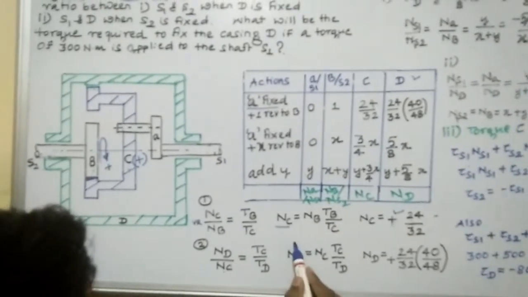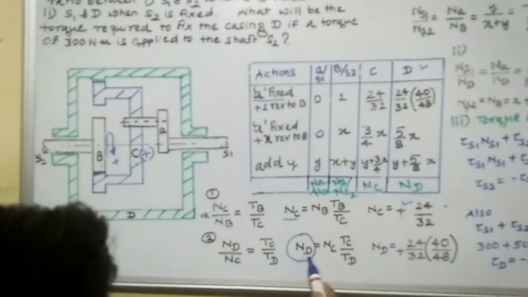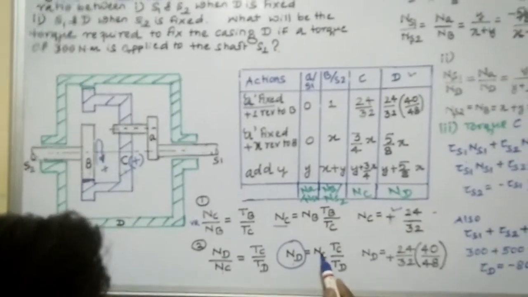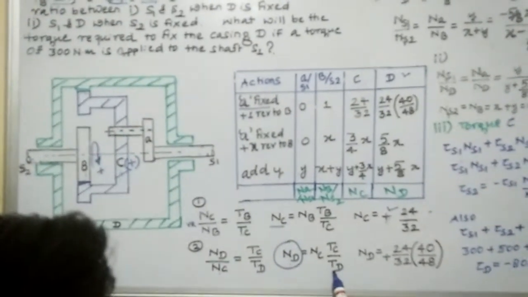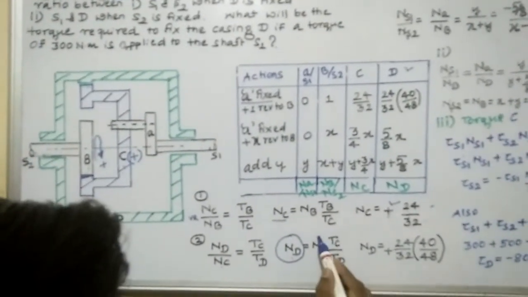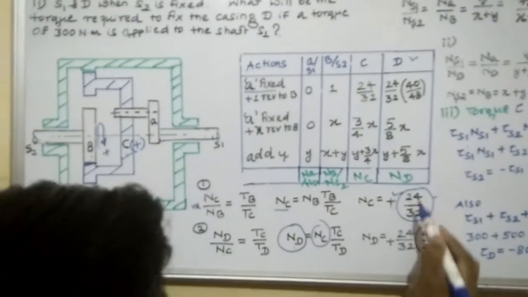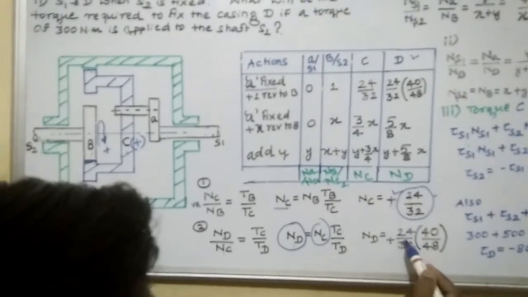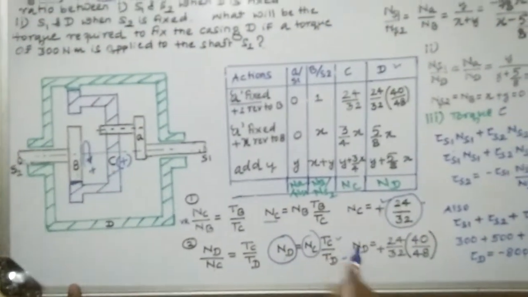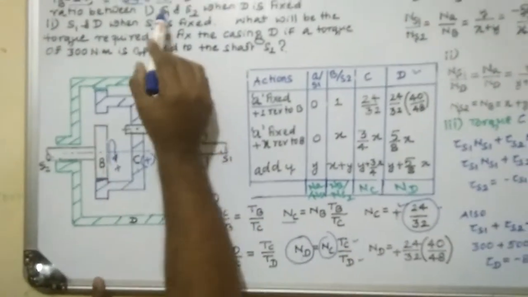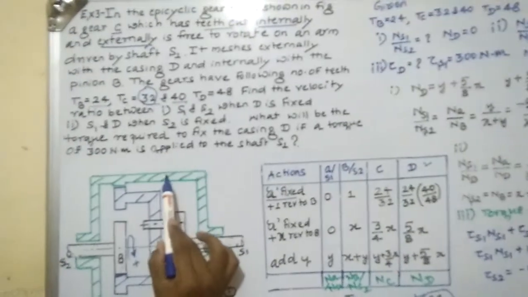I need the speed of ND, that is in RPM. I will keep it in the form ND equal to NC into TC by TD. This is the NC, already you know this NC value. Look at this one, that is 24 by 32, I have taken this only. TC by TD. In this case, this is important. That is TC having 32 and 40 teeth, that is the meshing between the D and C.